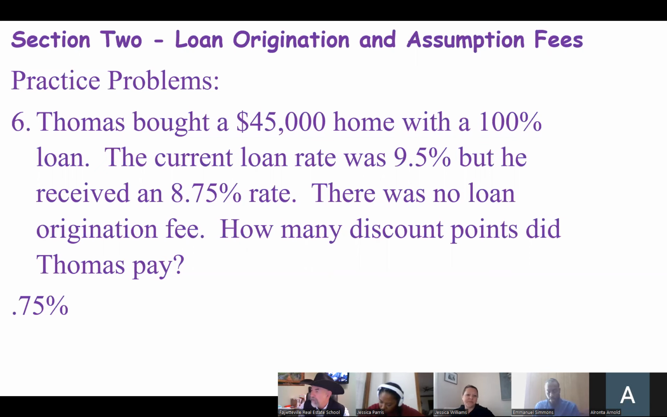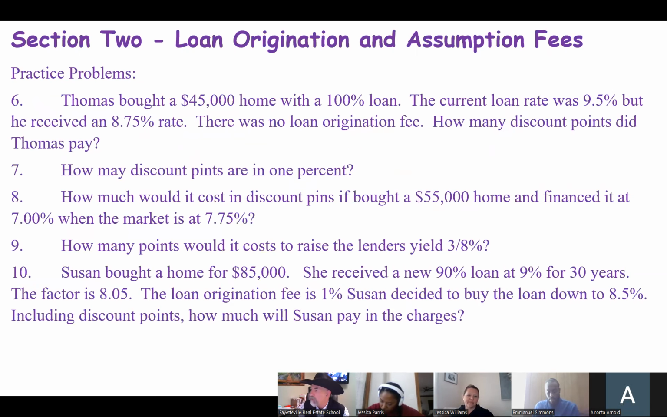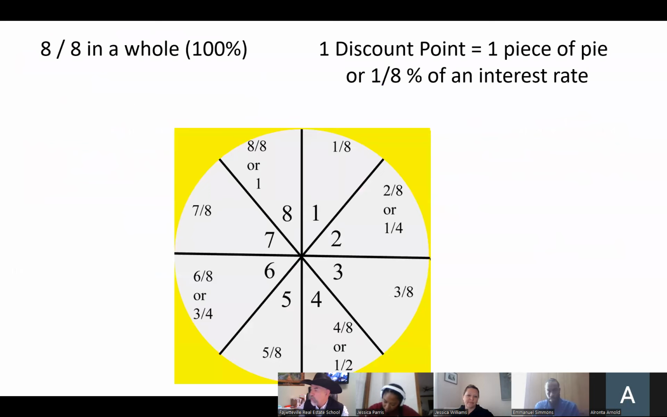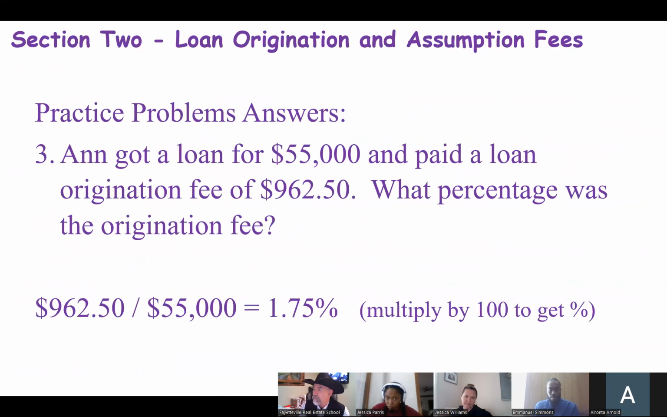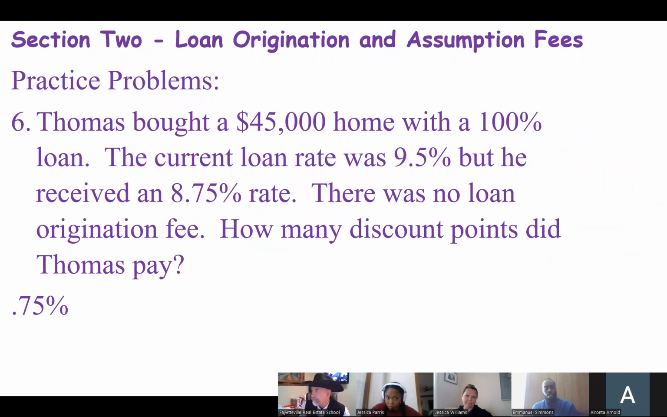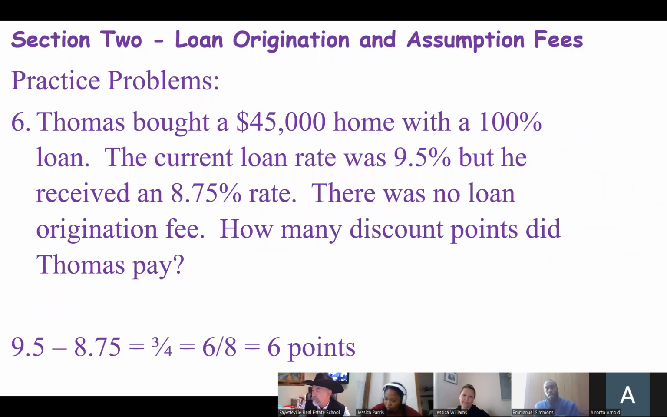3/4. Okay, and then we go back to our wheel and we look that 3/4 is right here, which is the same thing as how many points, Jessica Williams? 6 points. 6 points, yeah. So the answer on this one is 6 points. 9.5 minus 8.75 equals 3/4 or 0.75, which is the same thing as 6/8 on our wheel, which means 6 points. So be careful on these questions.